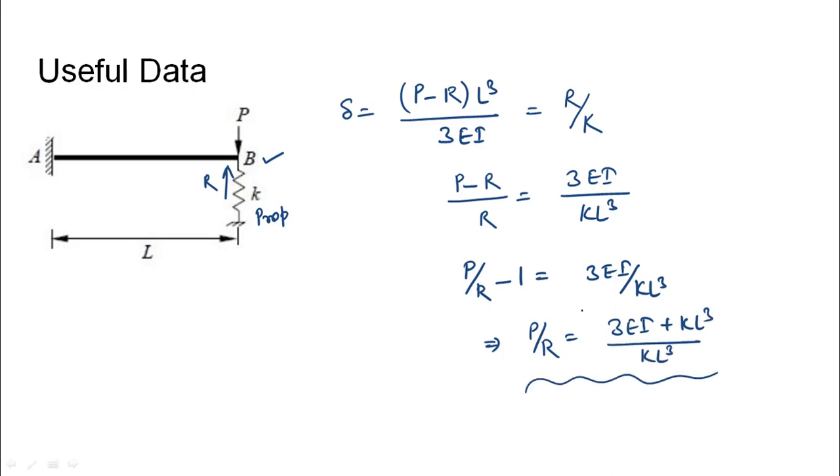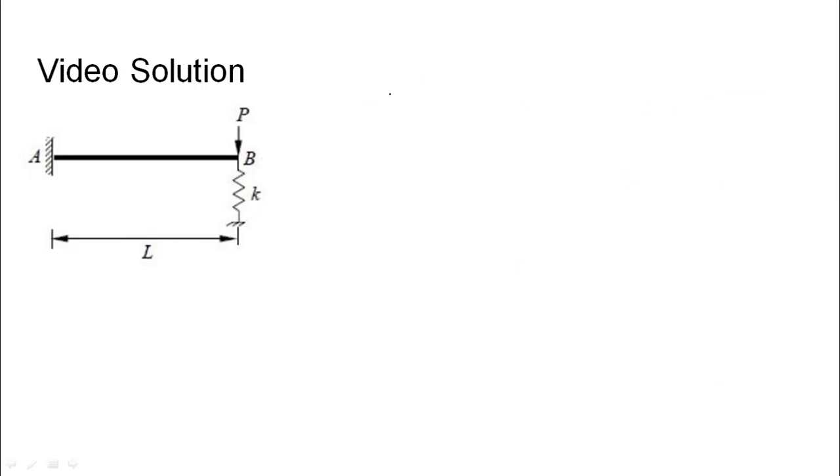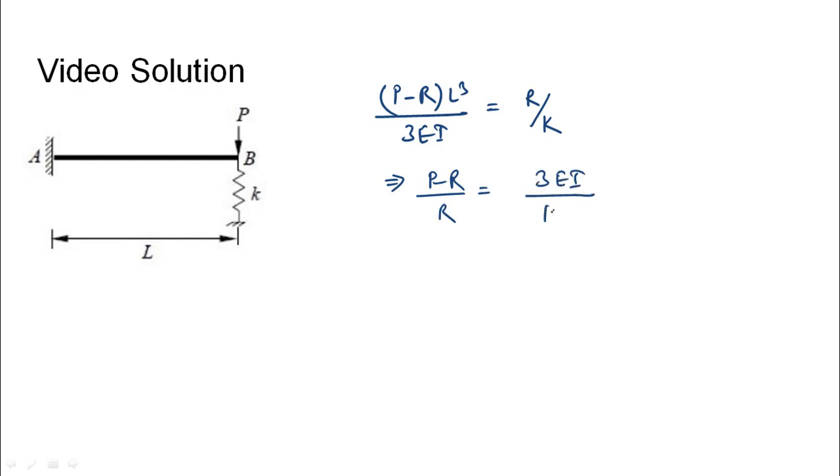Using this equation, the reaction in the spring can be found when P and other parameters of the beam are known. Here E is the modulus of elasticity of the beam, L is the length of beam, I is the moment of inertia of the beam. As we saw in the previous slide, (P minus R) L cube by 3EI, that is the deflection at the end B, will be equal to the load in the spring by K. From this we get (P minus R) by R equal to 3EI by KL cube.